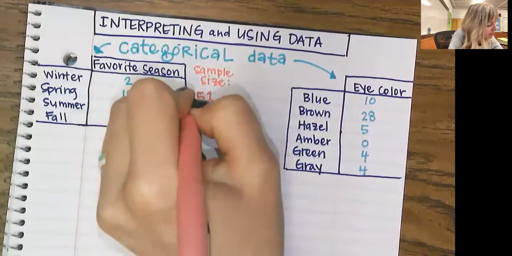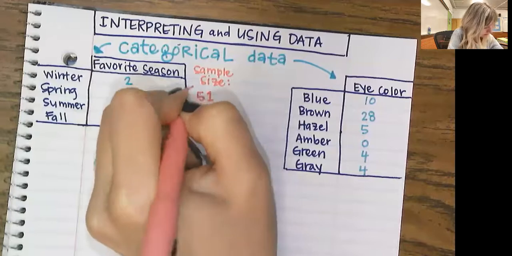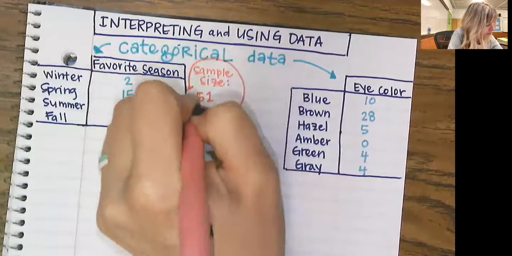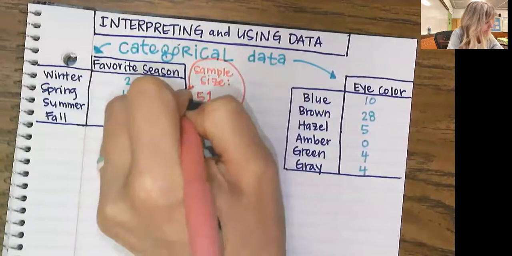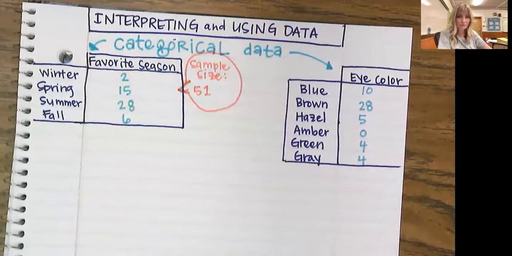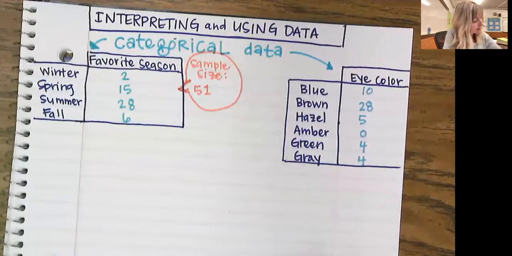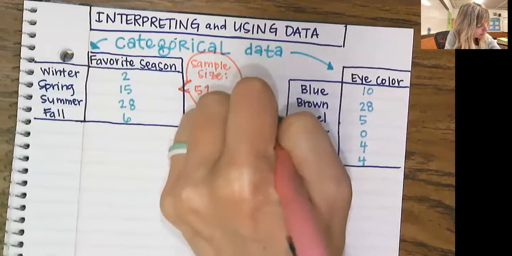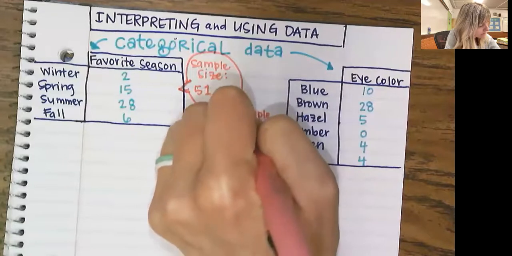And I'm going to make this just for fun. I'm going to make a speech bubble like this. That sample size was 51. Now I'm going to write over here, I'm going to come down to about this line and write it again. Sample size.